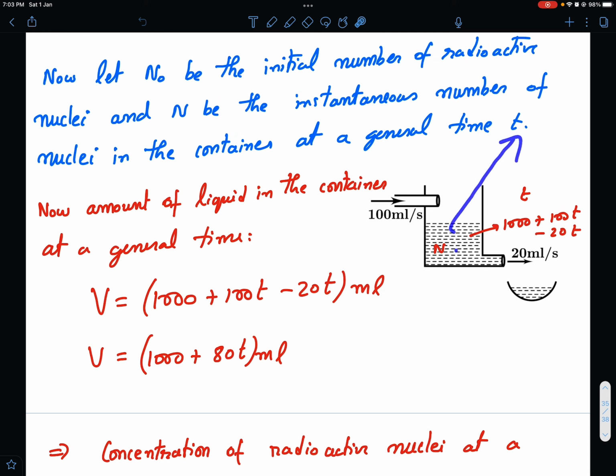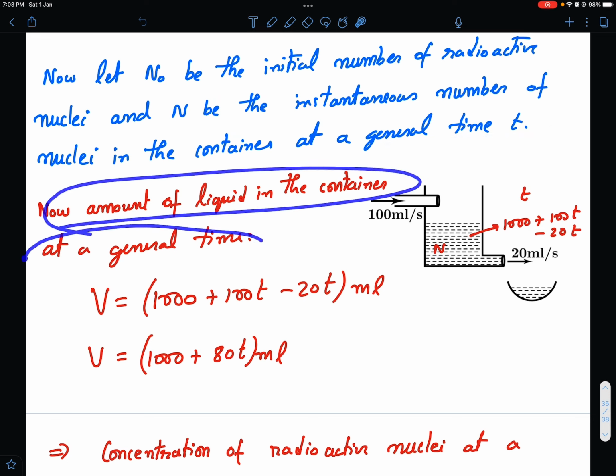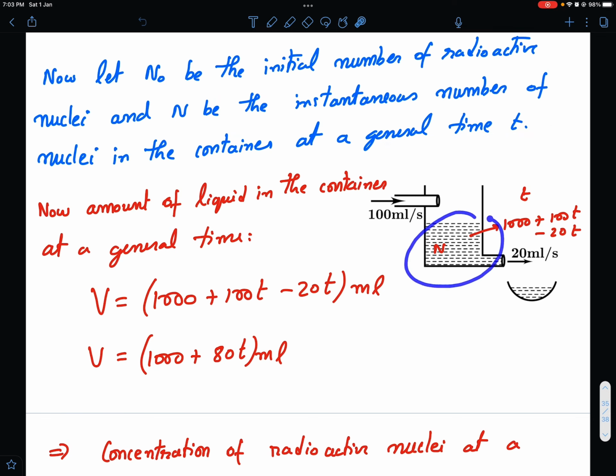Here, let us say initially there were N naught, and at some instant t, the instantaneous number is capital N. I hope you got the meanings. Now, in the container at a general time t, how much will be the amount of liquid?